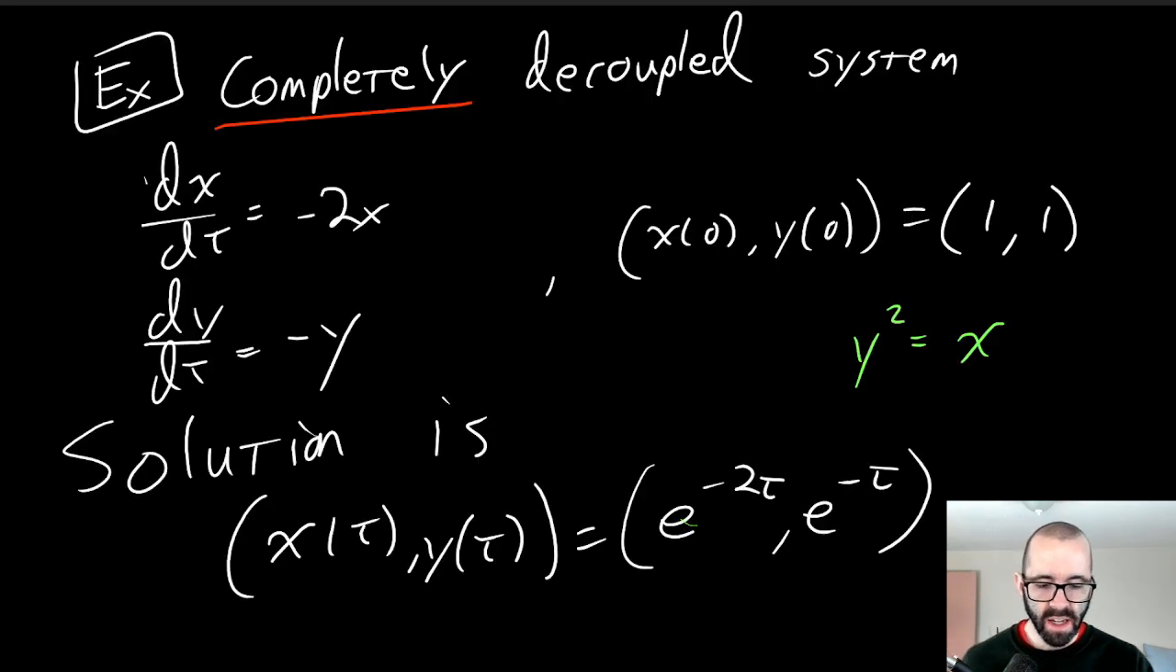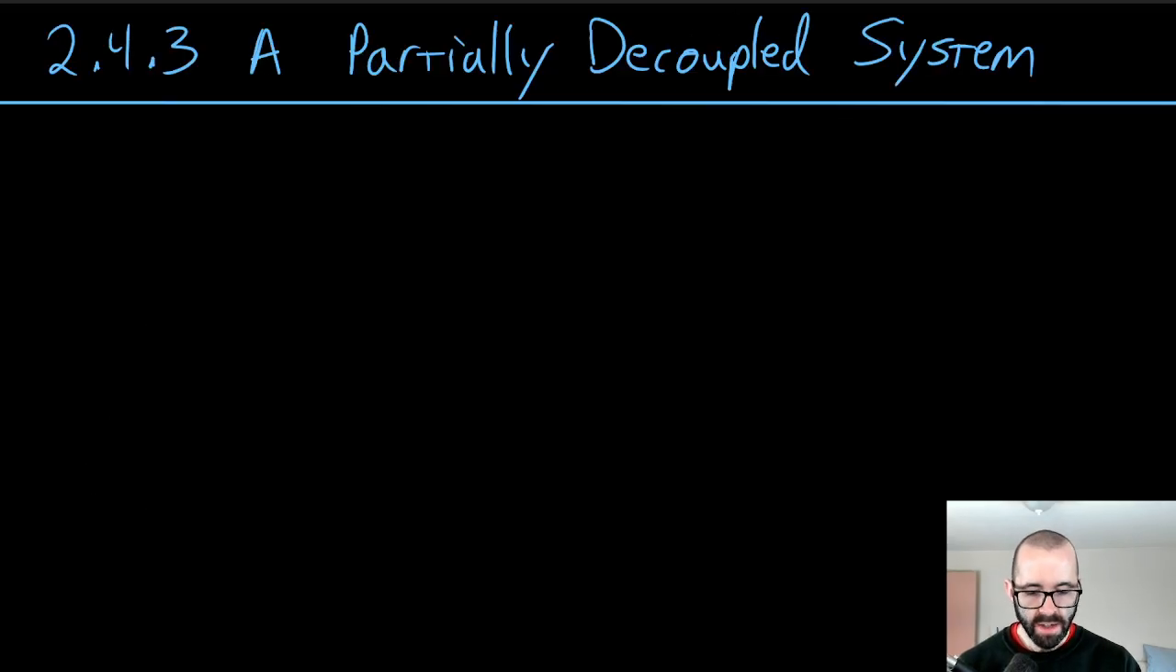Okay, so we solved a completely decoupled system, right? Each derivative only depended on its own variable. Now we'll look at a partially decoupled system, which again is kind of about what you might think.